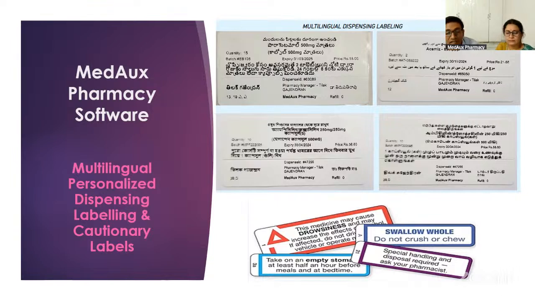There are also cautionary labels, like in this case, swallow whole, do not crush or chew, especially for long-acting or slow-release medications. They're not supposed to be cut or chewed, so that cautionary label can be used. And there are ones like special handling, for methotrexate or any cancer drug. In the case of 3A or 3B, we use it for flucloxacillin, which requires an empty stomach for good absorption rather than being taken after food, which affects the absorption. So that's really useful for the customers.